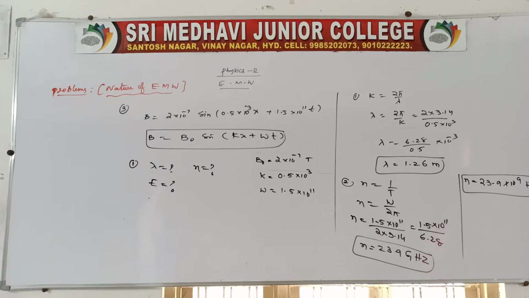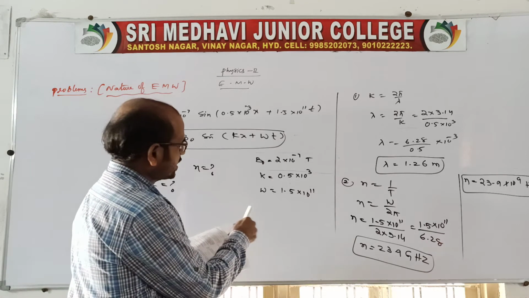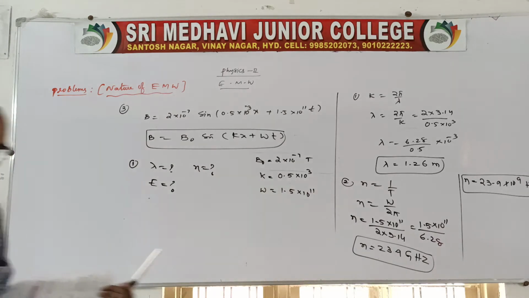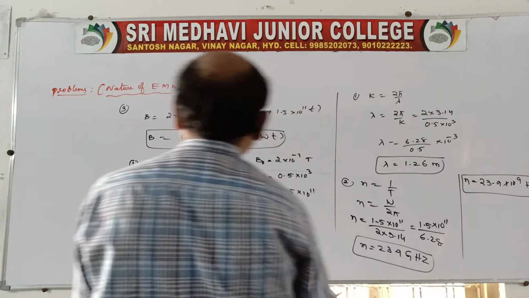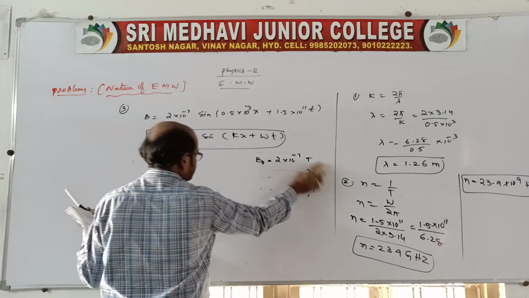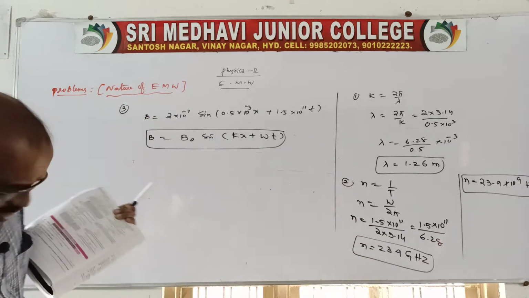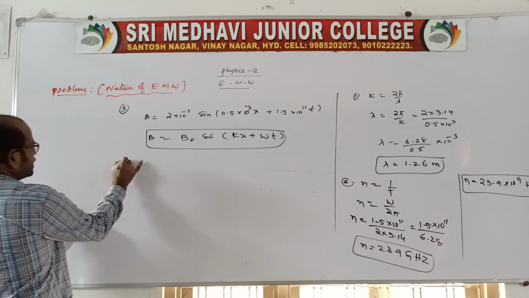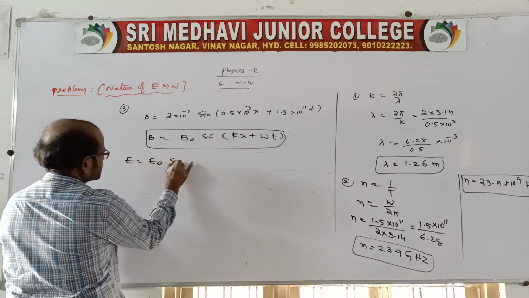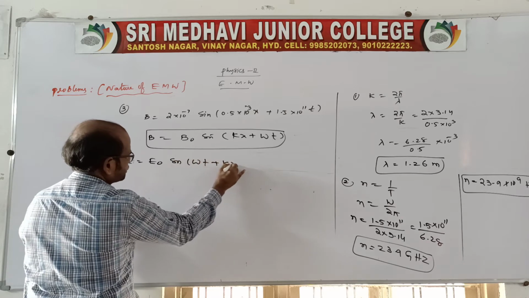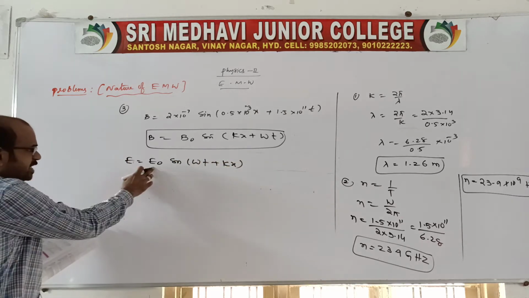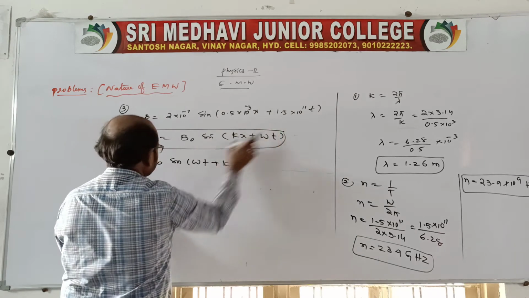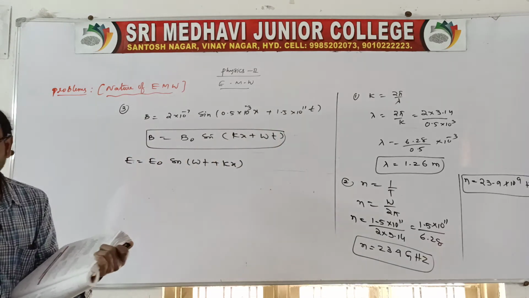Clear? So this is about the frequency and wavelength. It is also asking for the expression for the electrical field intensity, so here we should write E in the form of an expression. E is equal to E naught sine of omega t plus kx. But we don't know E naught. Omega we know and k we know, but E naught we need to find.